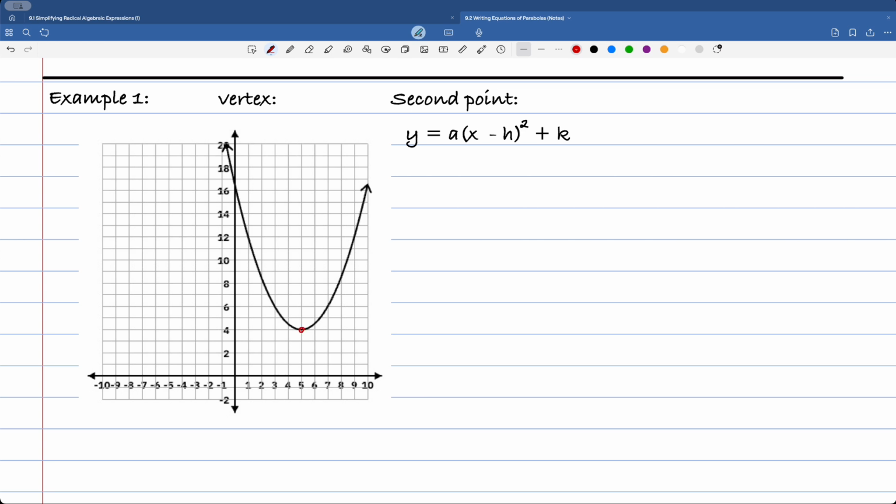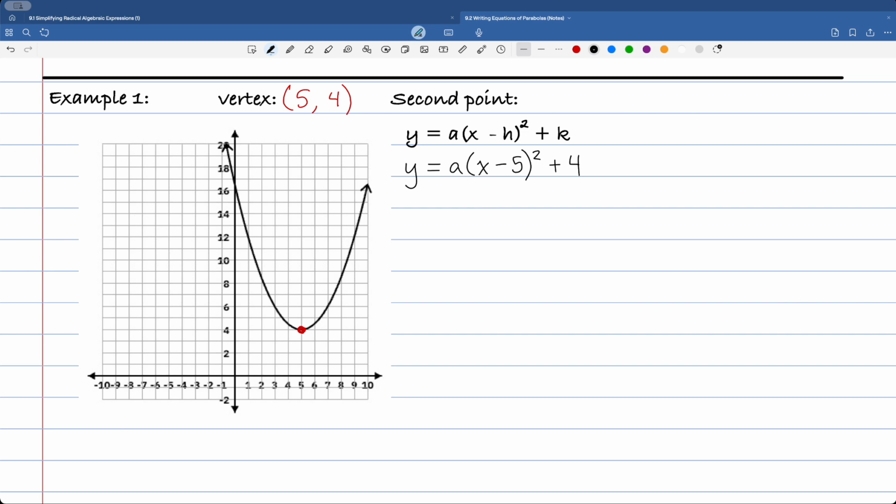So we'll identify the vertex. In this graph, it's going to be at (5, 4). And then we're going to write down the equation. So this is y equals a times x, and we're going to do the opposite of our h. So if it's 5, it's minus 5, squared, and we're going to keep the k, so plus 4. So remember, opposite of h, keep the k.